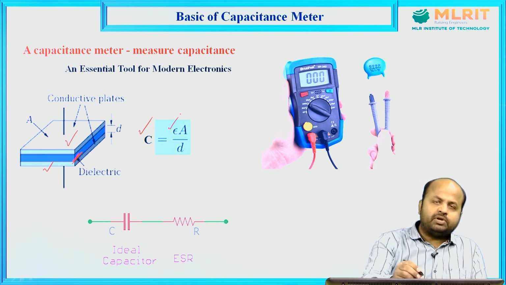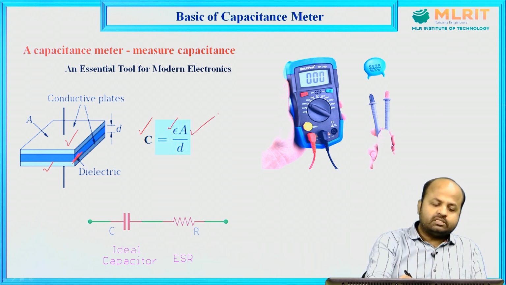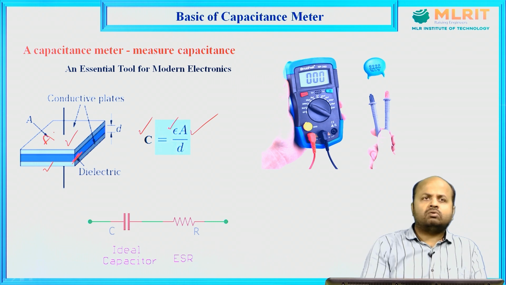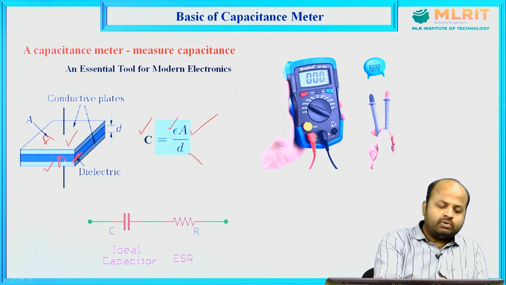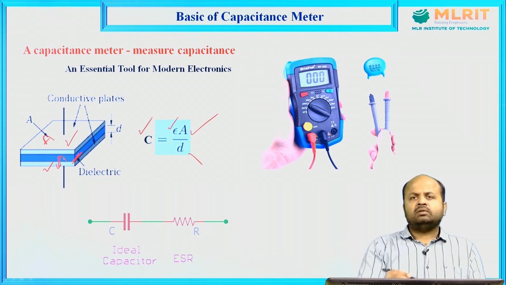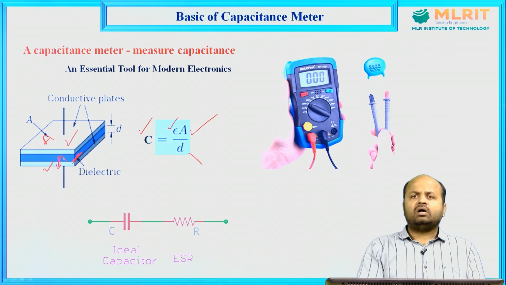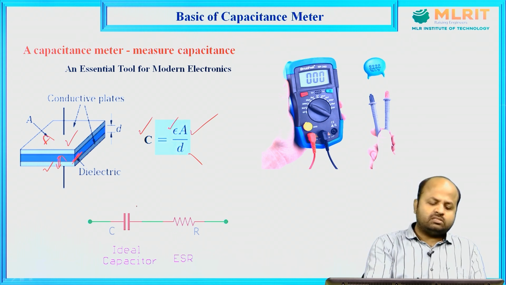Epsilon is the permittivity of the dielectric medium, A is the area of cross section of the plate, and D is the distance between these two parallel plates. So this is basically the construction of a capacitor, and a capacitor is always represented by this symbol.